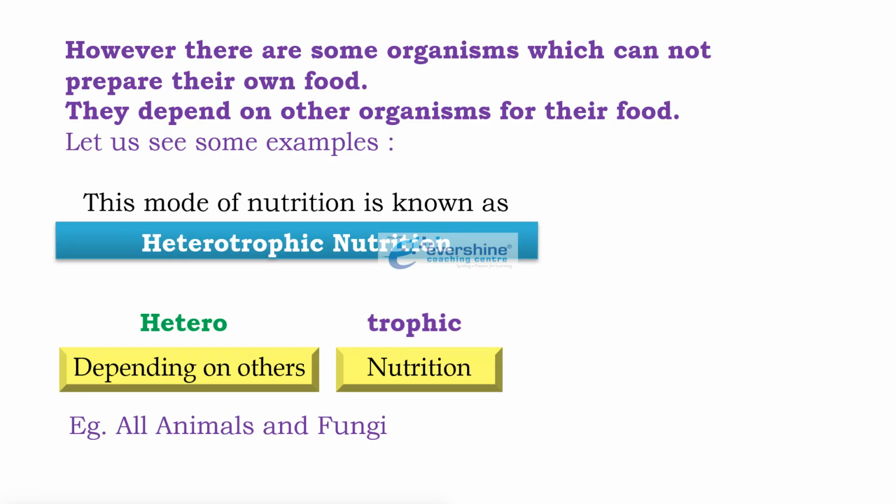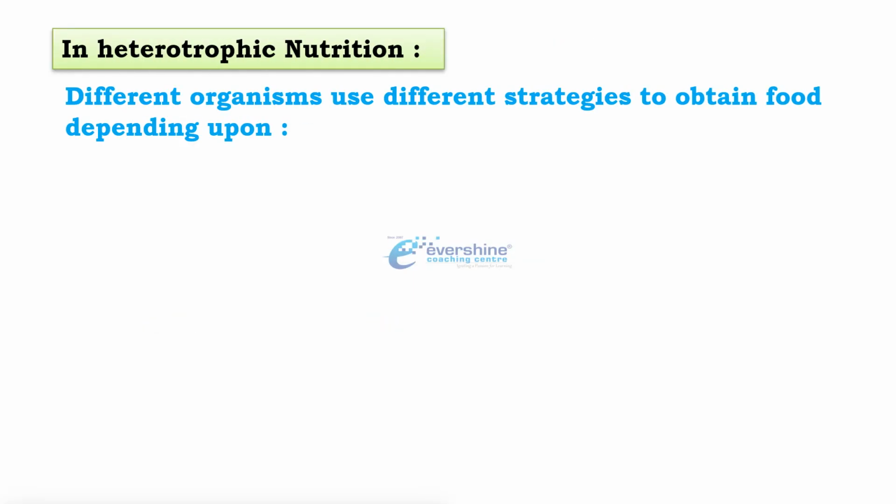Examples of heterotrophic nutrition are all the animals and fungi. Now, what is the proper definition of heterotrophic nutrition and what is going to happen in heterotrophic nutrition? Remember children, we have different methods in heterotrophic nutrition. Different organisms use different strategies to obtain their food.